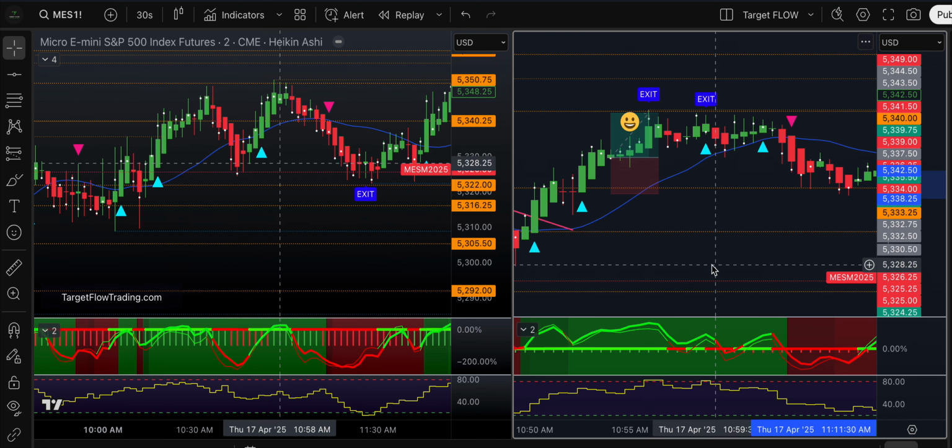So follow the rules. Be consistent in the rules and in your money management, and the system will work for you. Guys, hopefully this helped you out, and you can see that the Target Flow trading system is a great option.